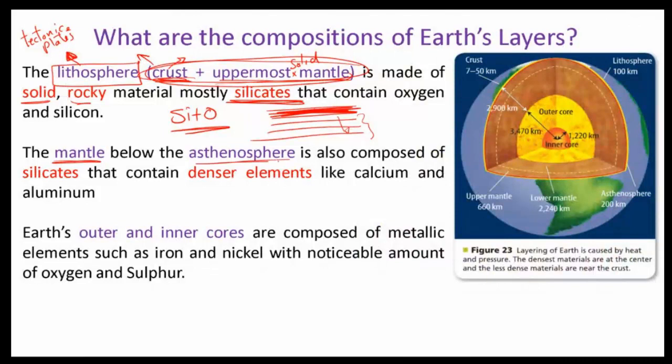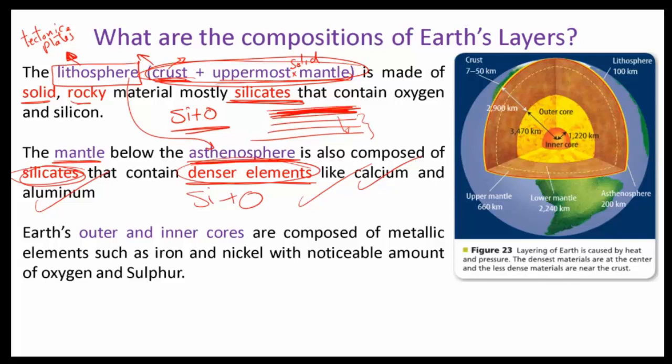It starts with the next layer after the lithosphere, which we call the asthenosphere. The asthenosphere is also rocky, but the rocks there are different from the rocks of the lithosphere. These rocks are not rigid, so they have some elasticity. These layers also have some denser elements like calcium and aluminum, but mainly they are silicates, so they have silicon and oxygen plus some denser elements. The temperature is hundreds of degrees, and in some places it might reach 2000 or something like that.